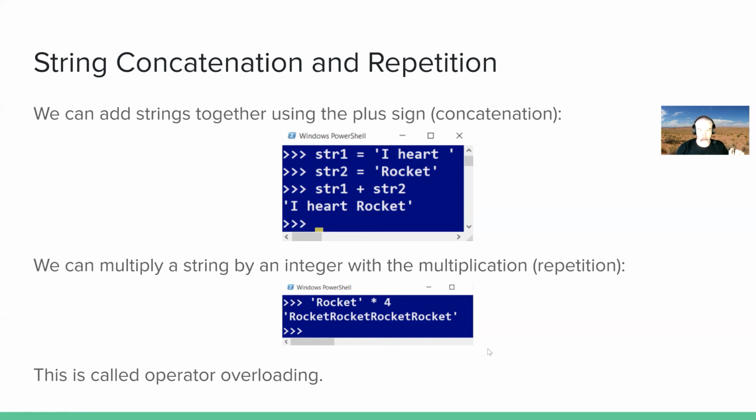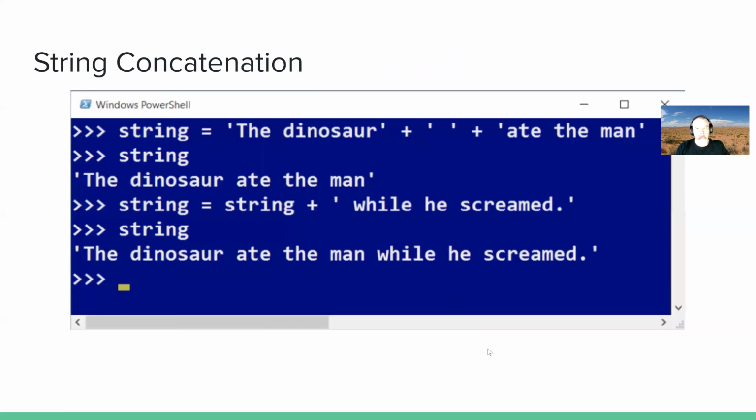Right, and this is called operator overloading. Okay, so more examples. For example, you could create a string that contains "the dinosaur" plus a space plus "ate the man", right?